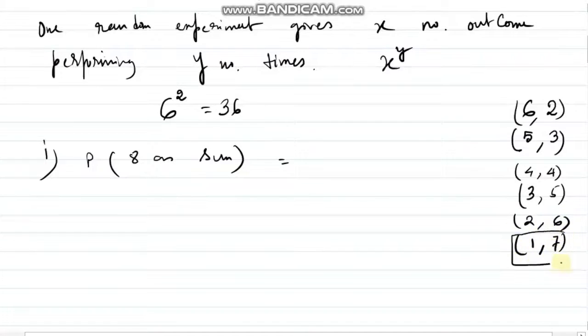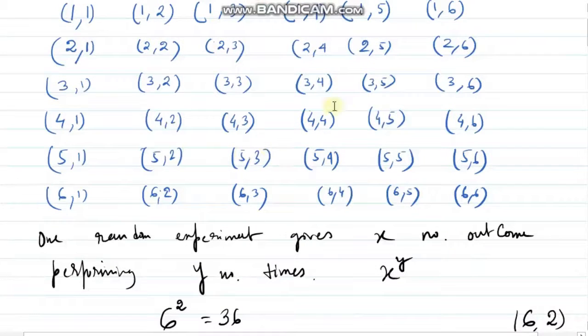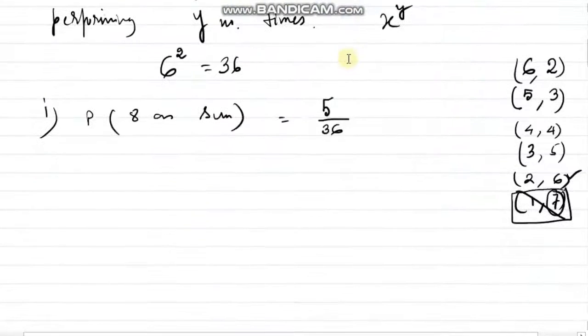Can I write this? We can't get 7 on one die, right? So that's the maximum one. So 1, 2, 3, 4, 5. So 8 as sum, favorable outcomes 5, total outcomes 36, answer is 5 out of 36. Just check, we had 1, 2, 3, 4, 5 outcomes, right?